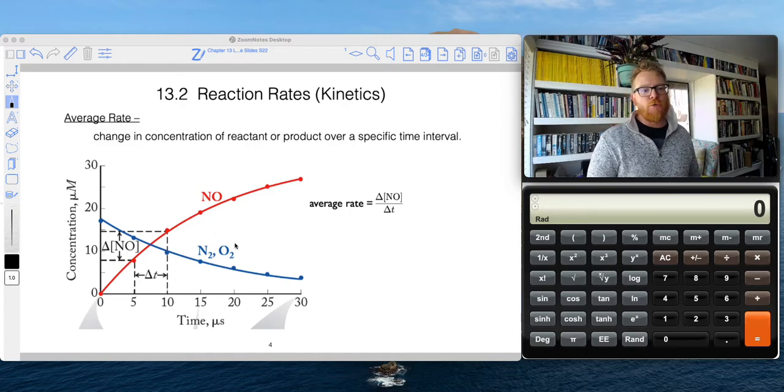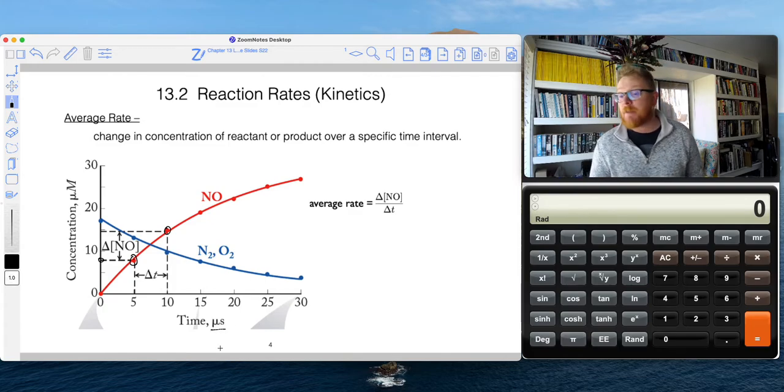Okay. So for example, if we look at this average rate, perhaps between 5 and 10 seconds, we would need to get the concentration at 5 seconds. So there it is. And then we would get the concentration at 10 seconds. So perhaps, microseconds. So perhaps we were somehow able to take a data point every 5 microseconds. So that's what you can kind of see with these reaction profiles.